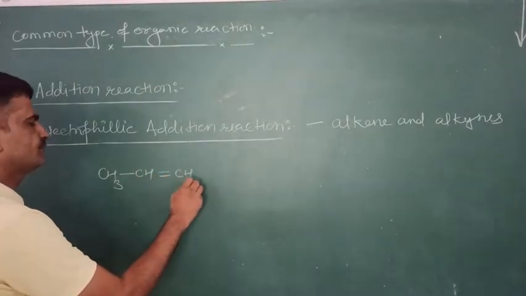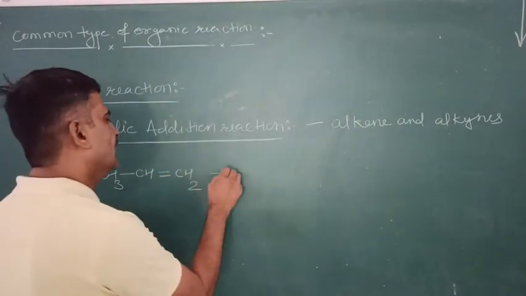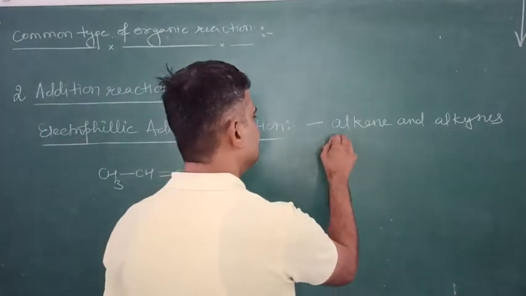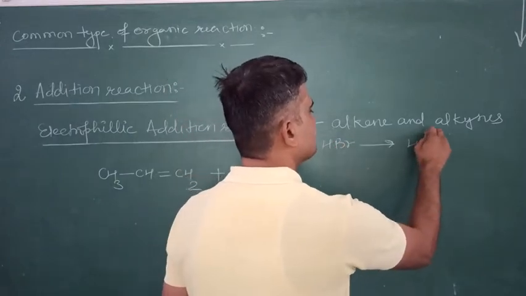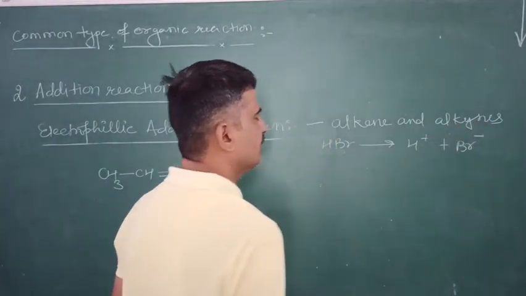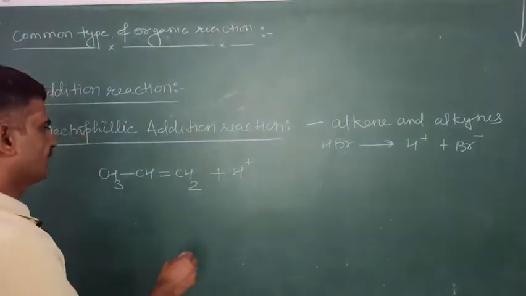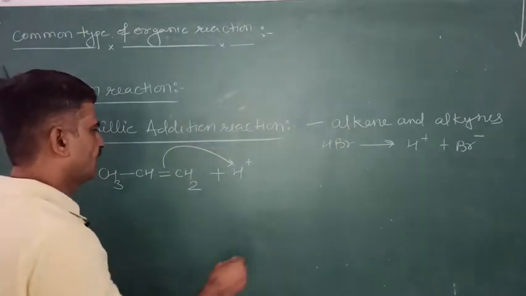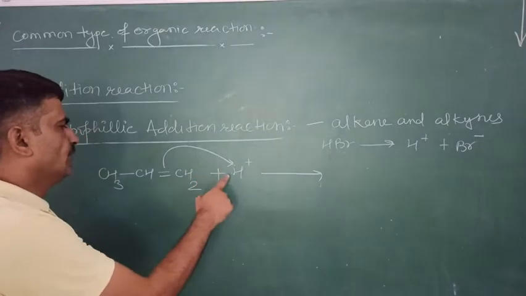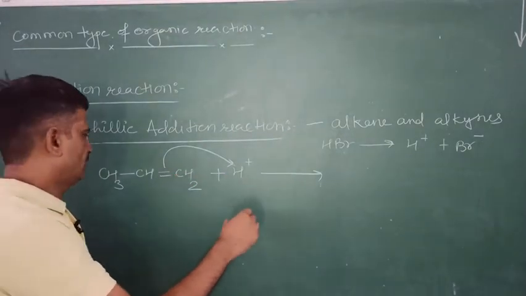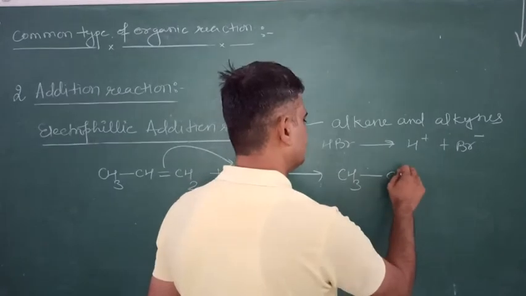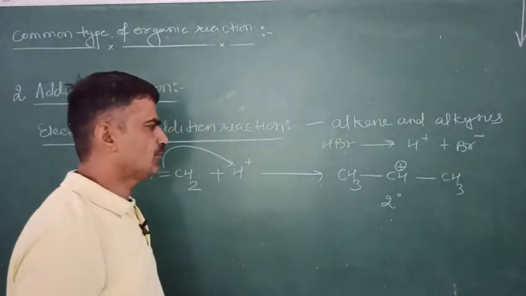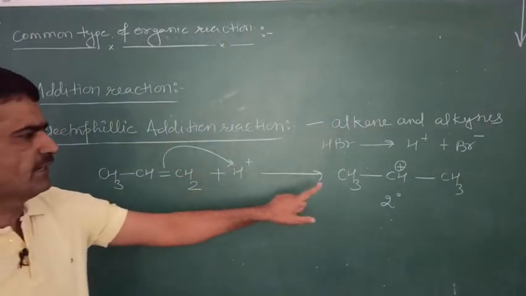This is propene and this is a proton, an electrophile from the acid. This is HBr. This gives H positive plus Br negative. This is a proton from an acid. The electron will be transferred to this proton and this hydrogen will attach to this carbon. It forms a secondary carbocation. If this hydrogen attaches to this carbon, it forms a secondary carbocation.